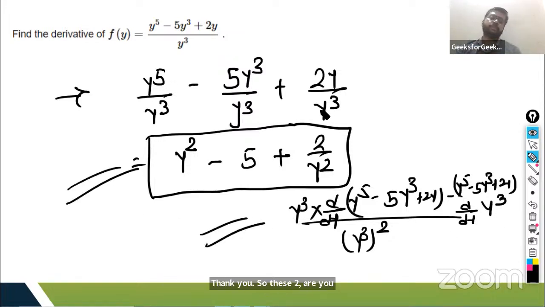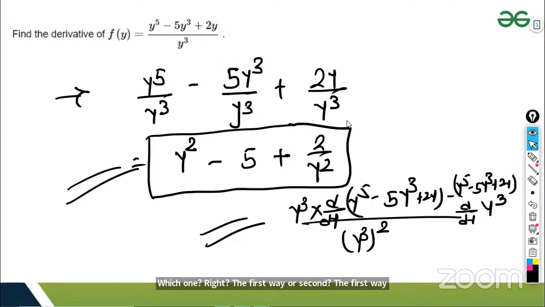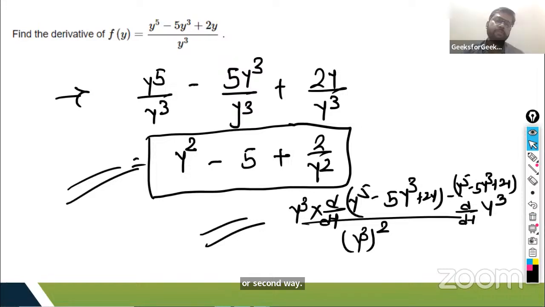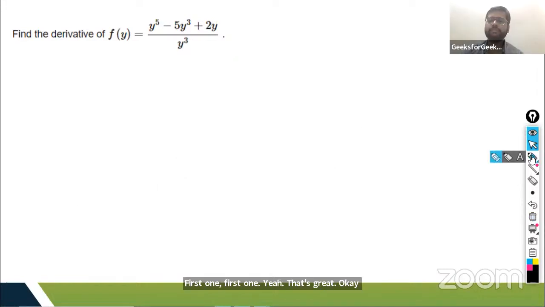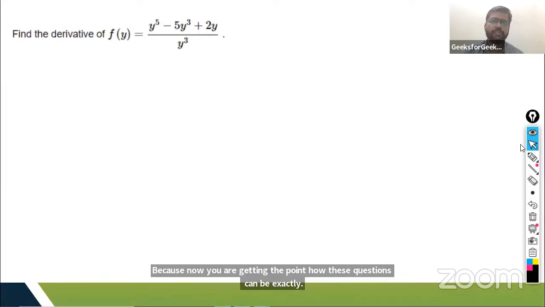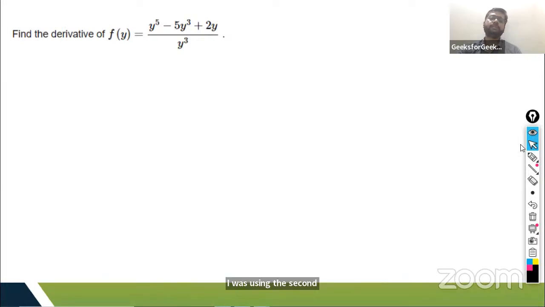Which one have you guys preferred? How have you guys solved? The first way or second way? First one. Yeah, that's great. If you are looking for the first one, then that's good, because now you are getting the point of how these questions can be exactly solved. I was using the second way. It took too much time. Yeah, Pratyush, as you can see, the second thing.